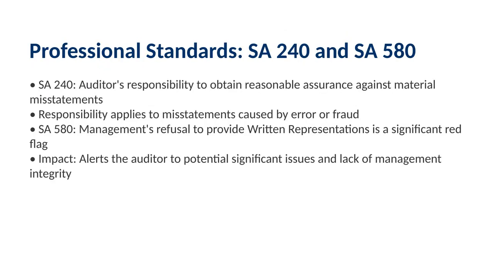To answer this in your exam, you must follow a structured approach. First, start with the fundamental standards. Under Standard on Auditing 240, Mr. Neon is responsible for obtaining reasonable assurance that the financial statements are free from material misstatements, whether they are caused by error or fraud. Then, bring in Standard on Auditing 580 regarding written representations. You must explain that if management modifies or simply refuses to provide requested representations, it is a huge red flag. It alerts the auditor that significant issues might exist.